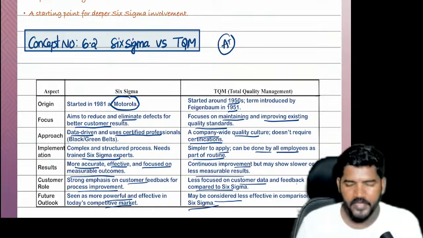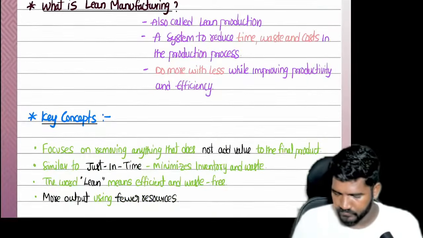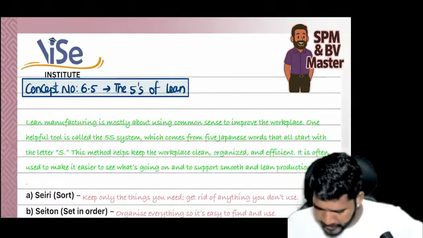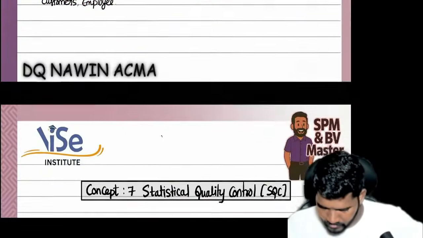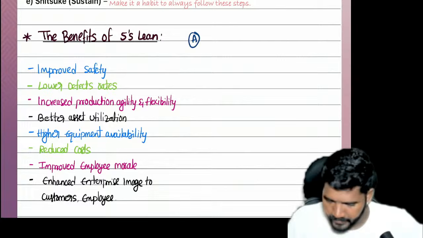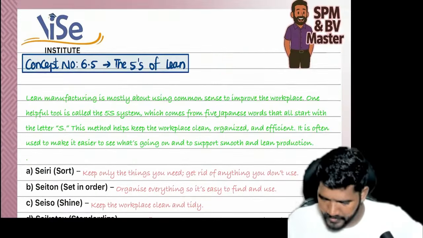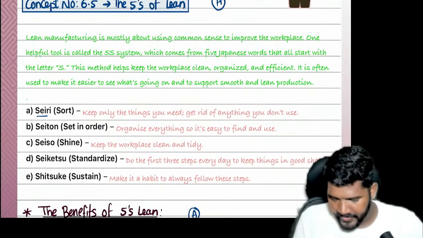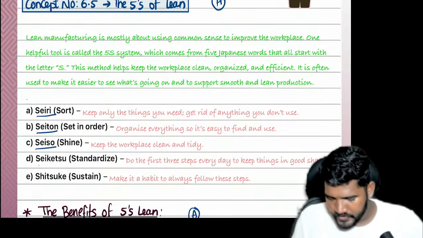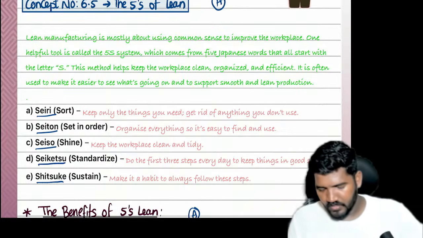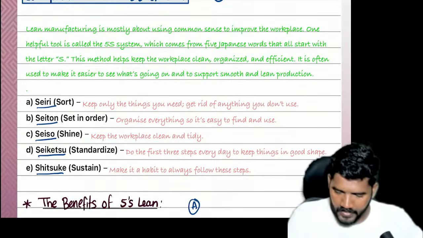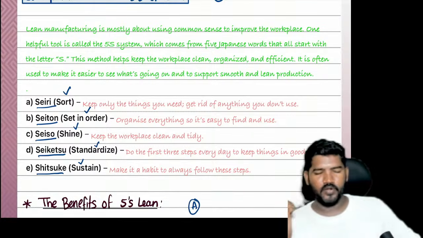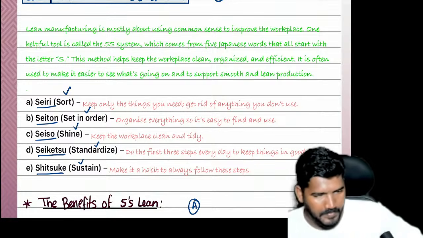Next, lean manufacturing. You can read this. In lean manufacturing, the benefits are important, and the 5S of lean are also important. These are Japanese words: Seiri, Seiton, Seiso, Seiketsu, Shitsuke. The meanings are sort, set in order, shine, standardize, sustain. They asked one MCQ based on these words in the last attempt.